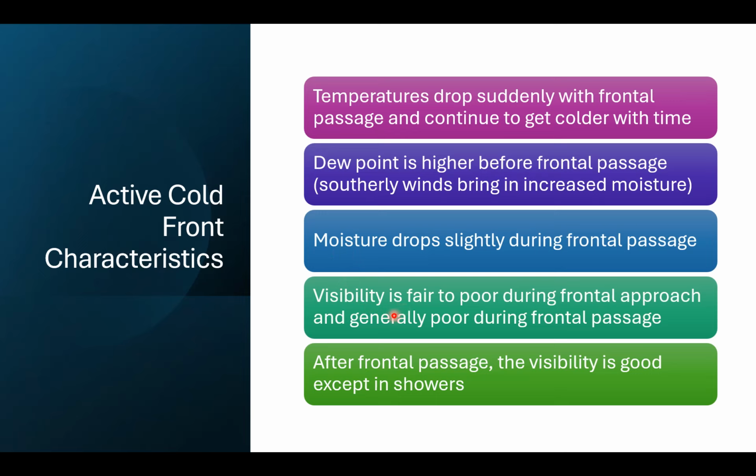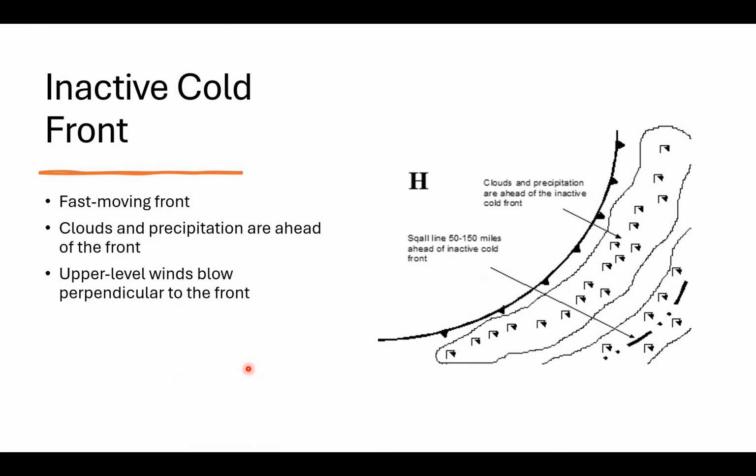Visibility is going to be fair to poor during the frontal approach and generally is going to be poor during frontal passage. And then with active cold fronts after frontal passage, the visibility is good, except in those showers that are behind the front itself. Let's turn our attention now to the inactive cold front.